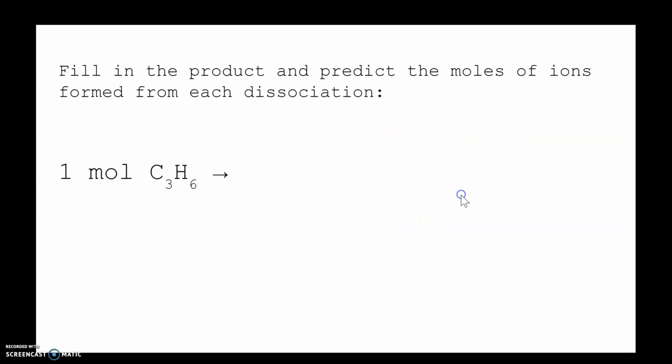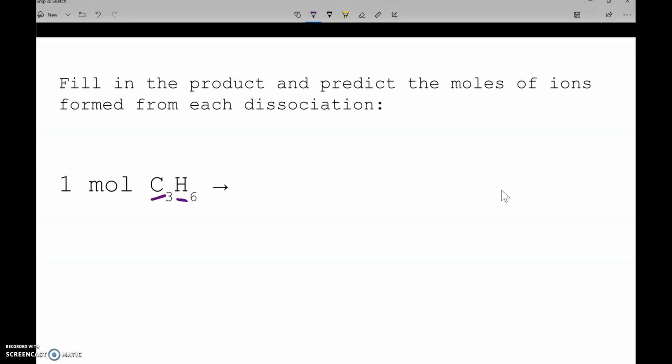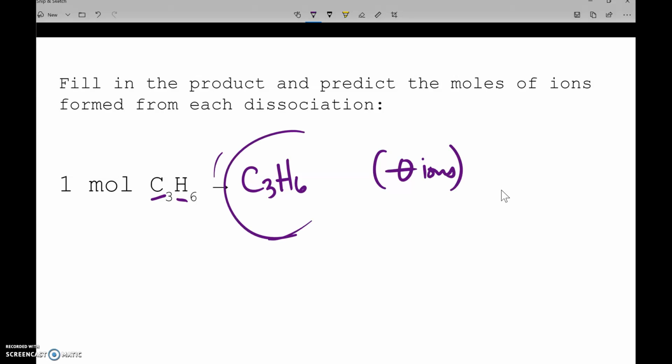Okay, the next one is C3H6. This is called propene. Go ahead and pause the video and do this one. If you need help, look at page 3 on the chart that we just did yesterday. Okay, coming back, if you notice on this one, carbon's a nonmetal, hydrogen's a nonmetal. They're not polar, these are non-polar covalent, so that means this is just going to stay together in its molecular form. It's not going to break apart, which means we have 0 ions because you don't see any charges on this at all because it's just staying together.